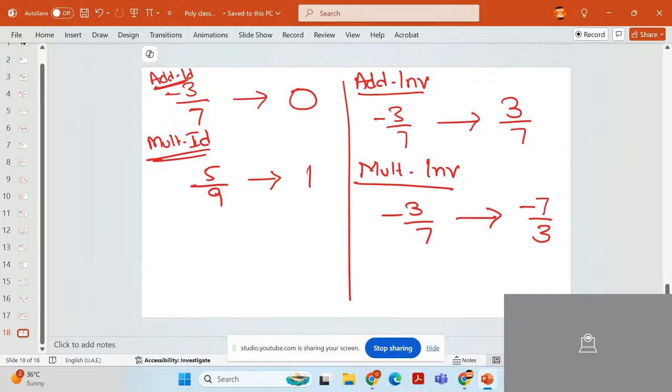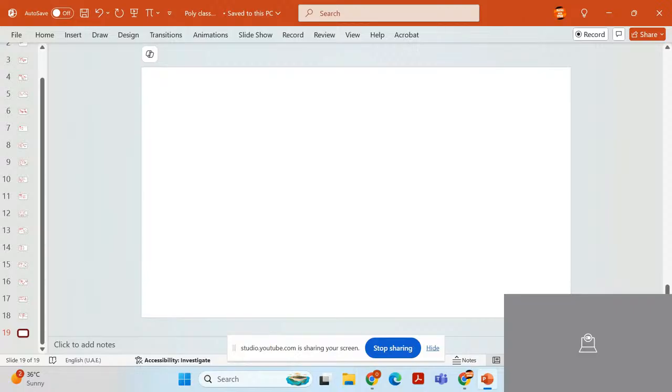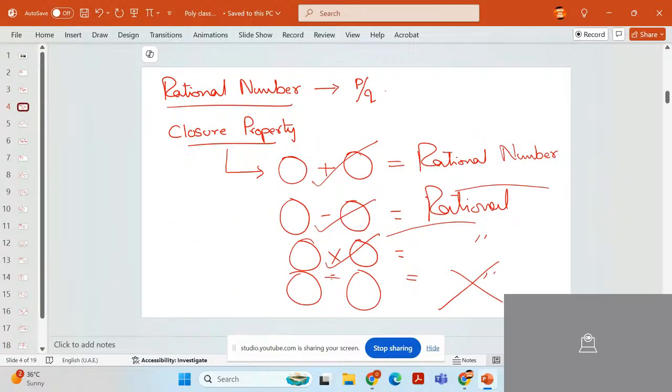So now some questions may be asked. Are rational numbers closed under division? Here we have explained, we have studied here. See, rational numbers are closed under addition, subtraction, multiplication, but not under division.